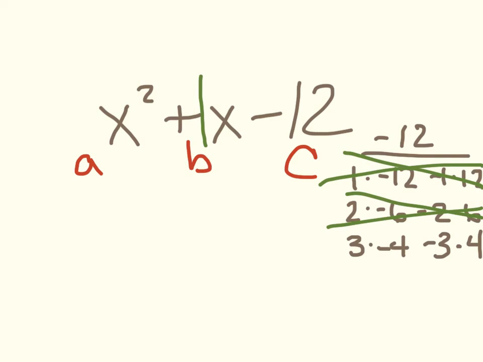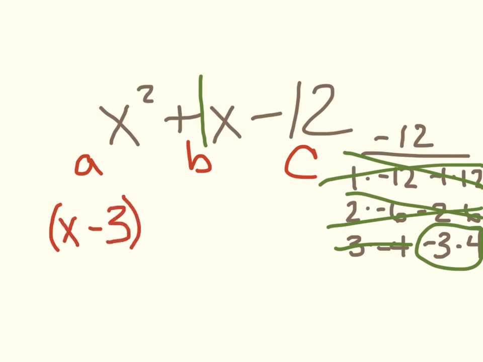And when I work it out, I find out that 3 plus negative 4 is negative 1, which is not what I need. So it must be negative 3 plus 4. So I will write it out: x minus 3 times x plus 4. Just like that. There's my answer. Don't need to go any further. I can go ahead and check, and I'll get x squared plus x minus 12 as my answer if I went ahead and did my double distributive.